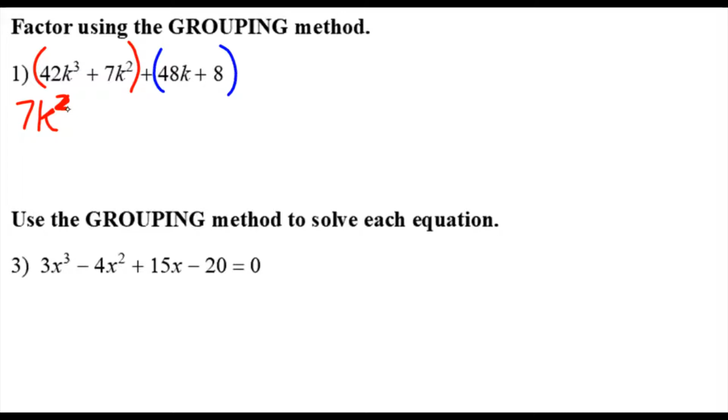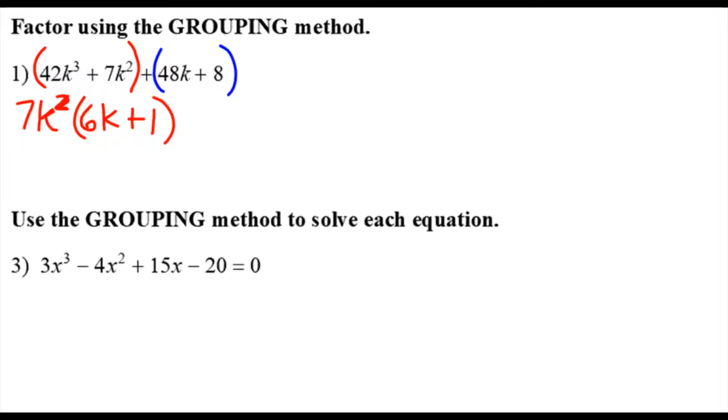So if you take the GCF out, or if you think about distributive property, however you like, 7k squared times 6k would give me 42k to the third, and there's a plus sign. And 7k squared times 1 would give me 7k squared. So that's the GCF of my first group.